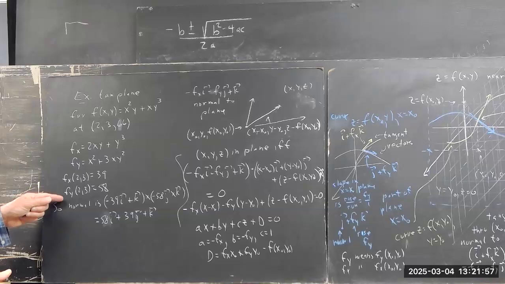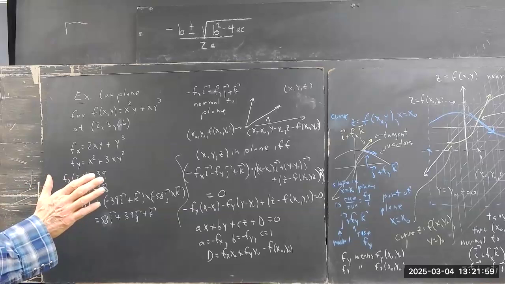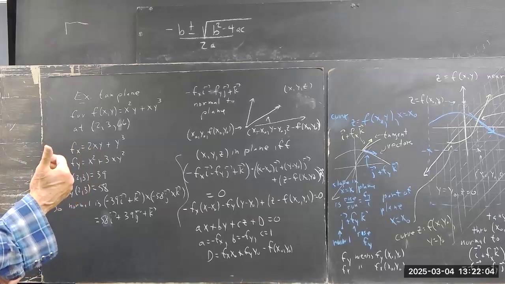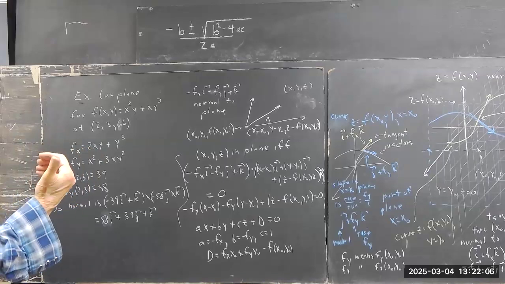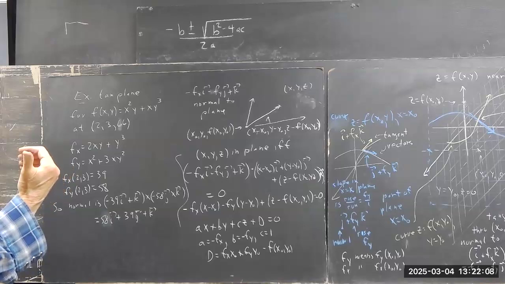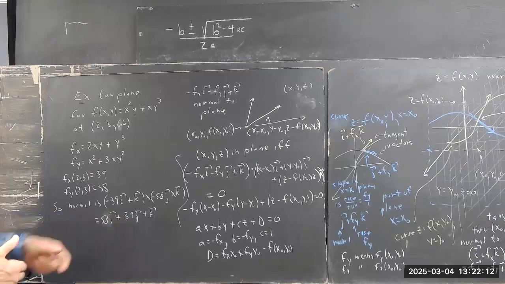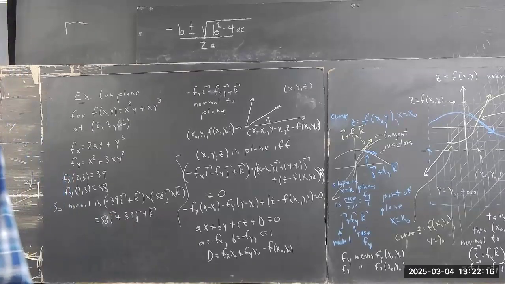Okay. fx is 39, fy is 58. So the vectors are like this and like this. They'd be back like this. Bigger component in this direction and this direction, and there it is. Okay, I think that's right. But we got somebody's hand up, which means it probably isn't. So let's check it out.